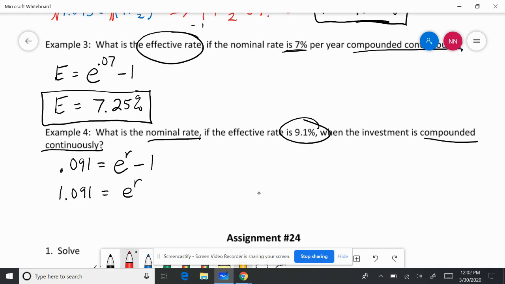So in order to get rid of the e, we're going to do natural log, because remember, natural log is log base e. That becomes 1, and we do the natural log of 1.091, and that right there gives us 8.75%.